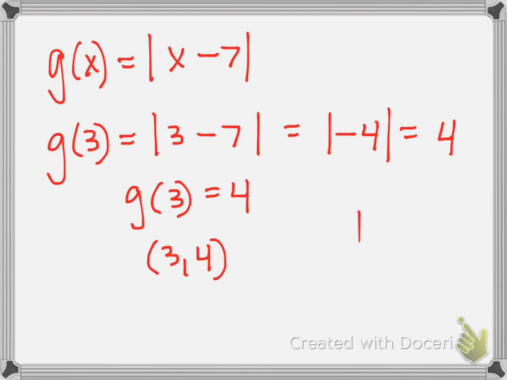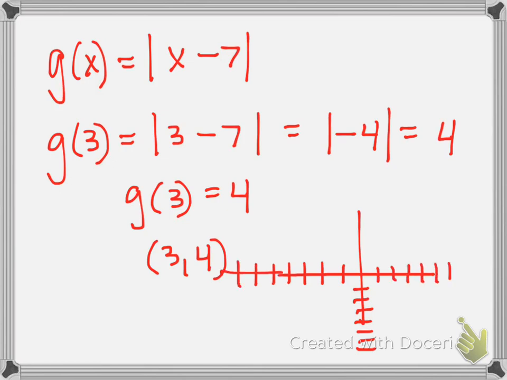Or this isn't a parabola. This is an absolute value. If you graph this absolute value, 3, 4 would be a point on it. So 7, 0, and then 3. So that would be a point when you draw this absolute value graph. 3, 4 is a point on the graph.